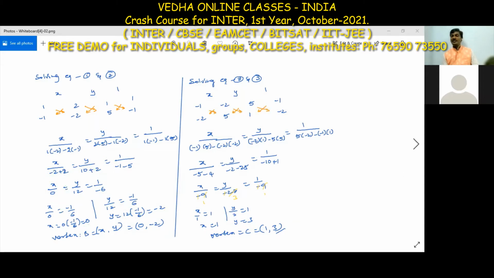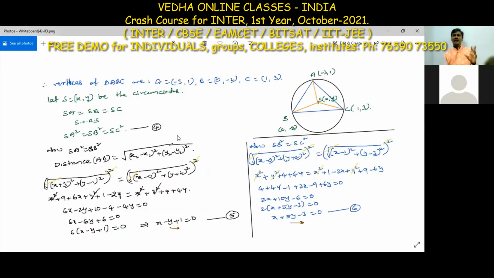This is the C point. Just now we got A, B, C, all the 3 points. So after getting all the 3 points, we have to start from here. If he gives the points, we directly solve from here. If he gives the lines, then finding out the points is extra. That's why, if you know this problem, you can solve it with the points and with the lines.